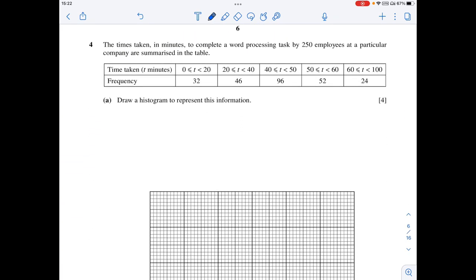Next one, the time taken in minutes to complete a word processing task by 250 employees at a particular company is summarized. Draw the histogram. For drawing the histogram, I should first of all know the frequency density. So frequency divided by the class width. What is the class width over here? 20, 20, 10, 10, 40. So 32 divided by 20 is 1.6, 2.3, 9.6, 5.2, 0.6.